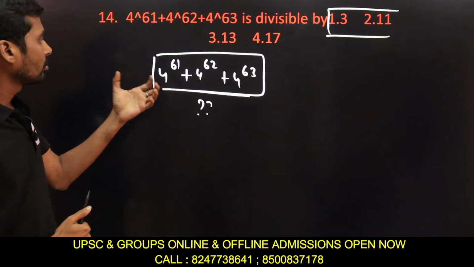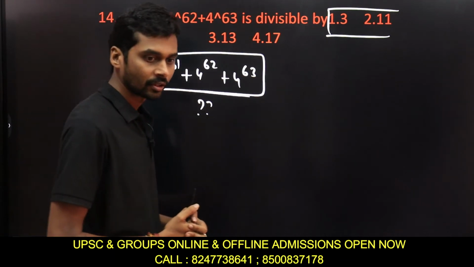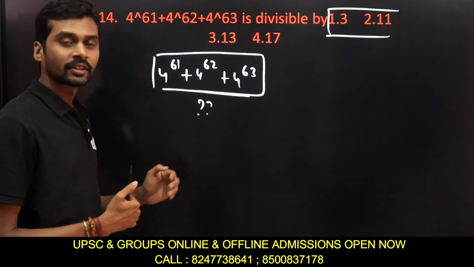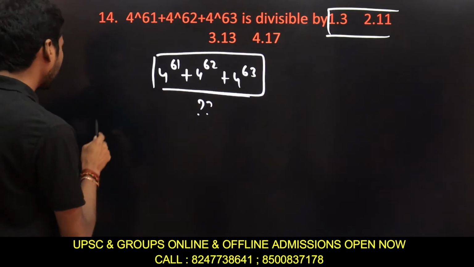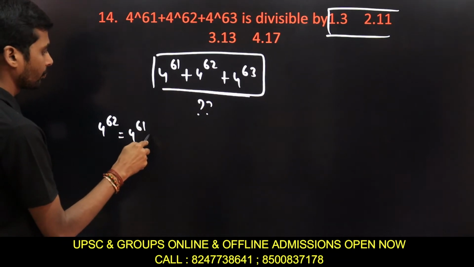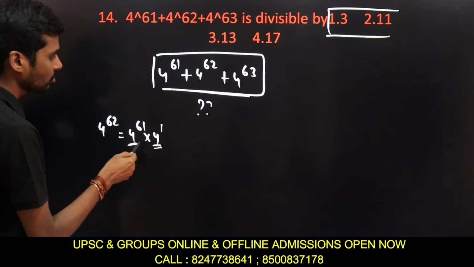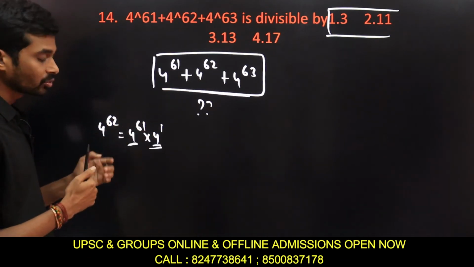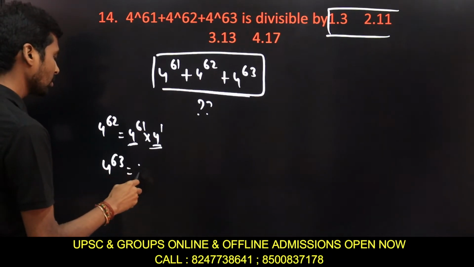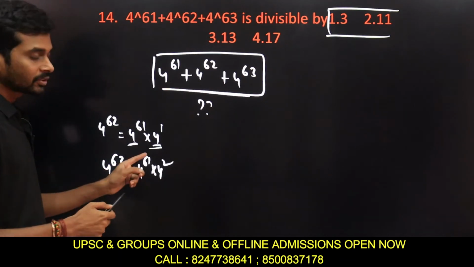By the way, just look at the number: 4 power 61, 4 power 62 and 4 power 63. From this, can I say that 4 power 61 is common? Because 4 power 62 can be written as 4 power 61 into 4 power 1. Here the bases are the same, so I can add the powers: 61 plus 1 is 62. Even 4 power 63 can be written as 4 power 61 into 4 square, so 4 power 61 plus 2.